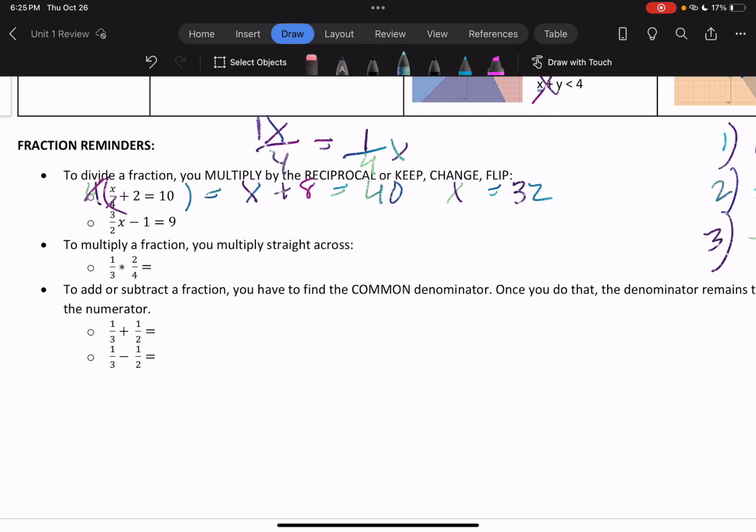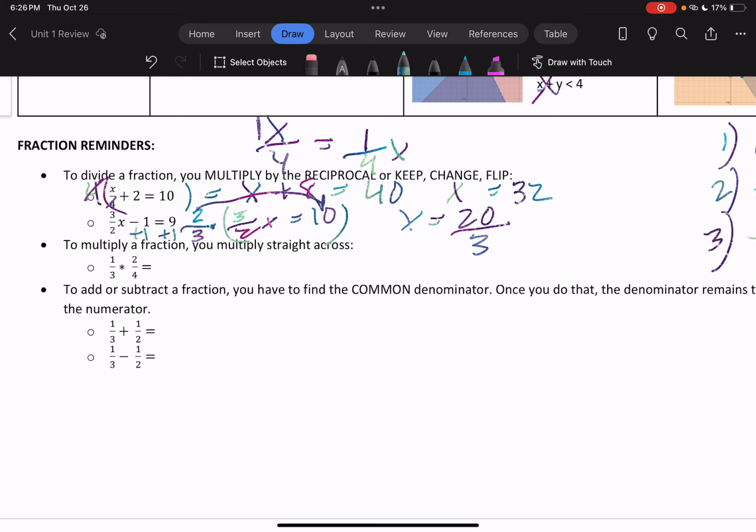Here, again, I want to get rid of the 3 over 2. Before I do that, I'm going to add 1 to both sides, just so I have 3 over 2 x equals 10. And now I'm going to get rid of 3 over 2. To do that, I'm dividing by 3 over 2. If I'm dividing by 3 over 2, I am multiplying by the reciprocal. So I'm multiplying the whole thing times 2 over 3. Then 2 over 3 times 3 over 2 is 1, so that's x equals, and then 2 times 10 is 20, divided by 3. Because you have to multiply this as well. Whatever you do to one side, you have to do to the other side.